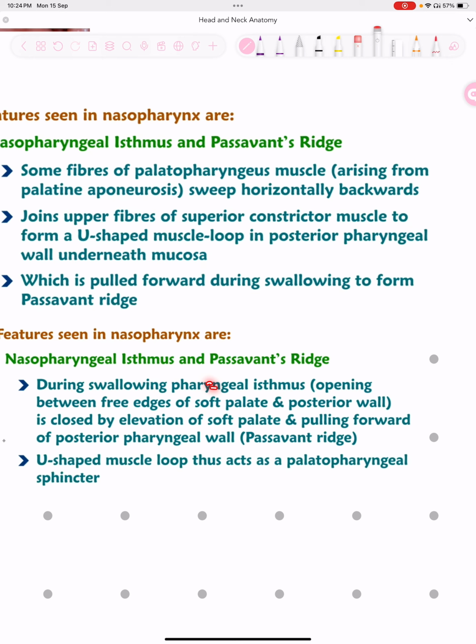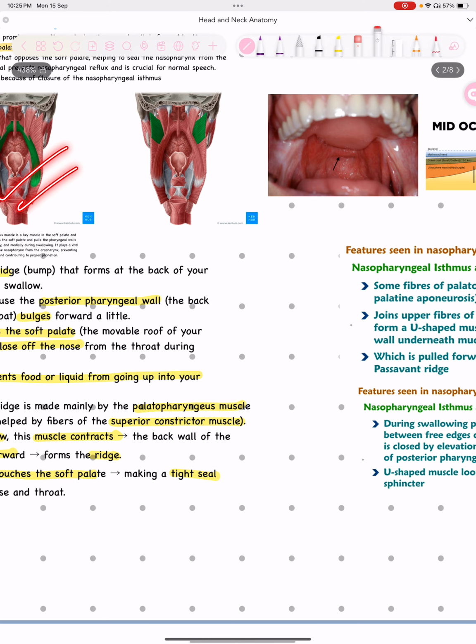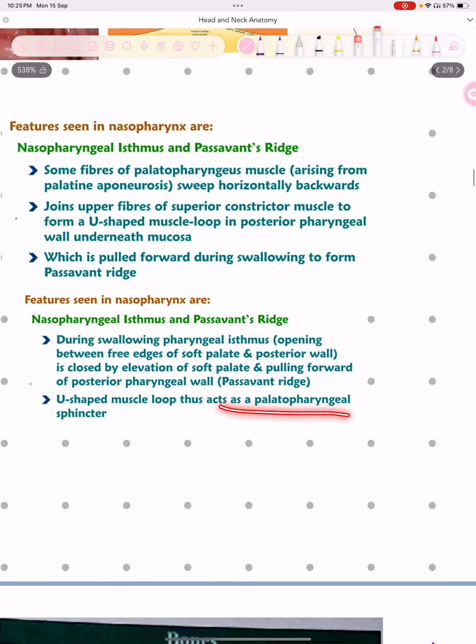During swallowing, the pharyngeal isthmus, which is between the soft palate and the posterior wall of the pharynx, that pharyngeal isthmus opening between the free edges of the soft palate and posterior wall of the pharynx is closed by elevation of the soft palate and pulling forward of the posterior pharyngeal wall. So the posterior pharyngeal wall basically carries the Passavant's ridge, which is primarily made up of the palatopharyngeus muscle. You can see it here. And the U-shaped muscle loop thus acts as the palatopharyngeal sphincter, right?